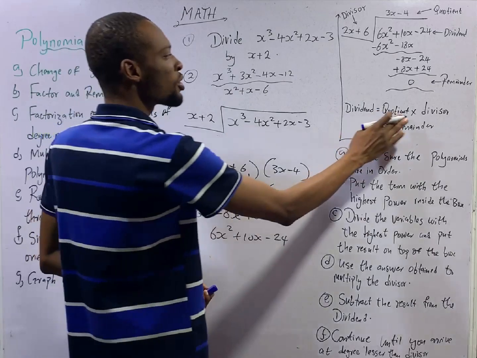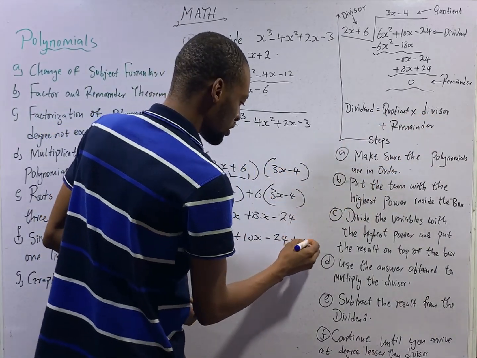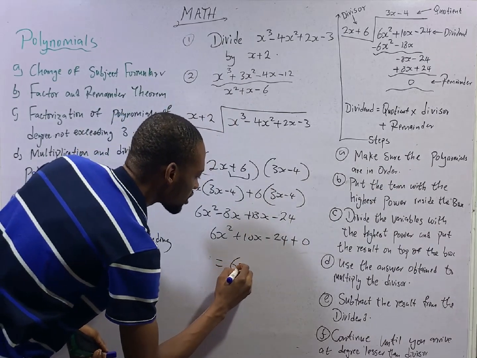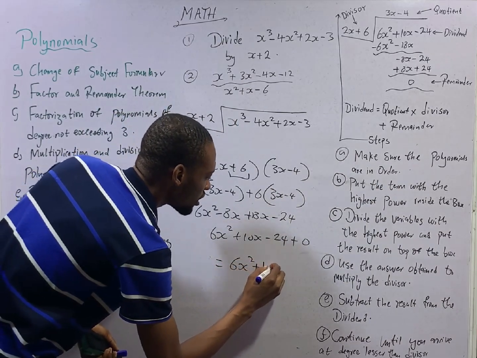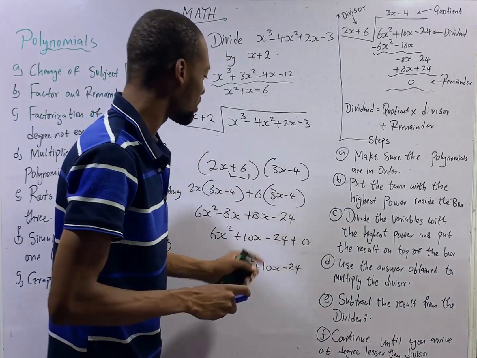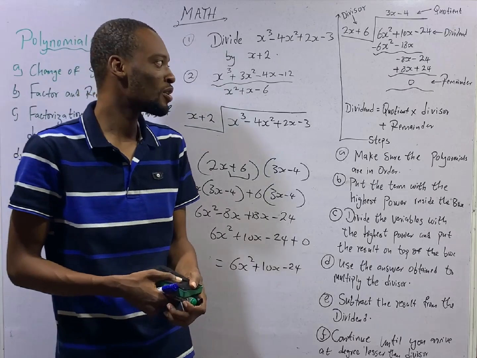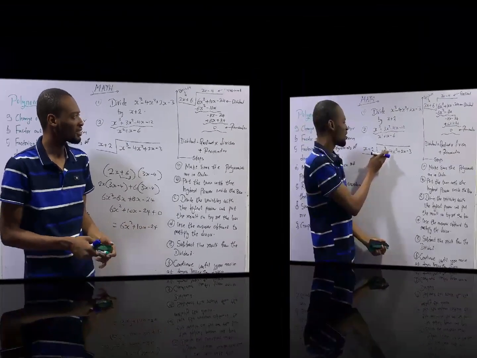This is simply quotient times divisor plus remainder. The remainder here is 0, plus 0. This will give you 6s squared plus 10s minus 24. What does that mean? The polynomial, or dividend, is quotient times divisor plus remainder.